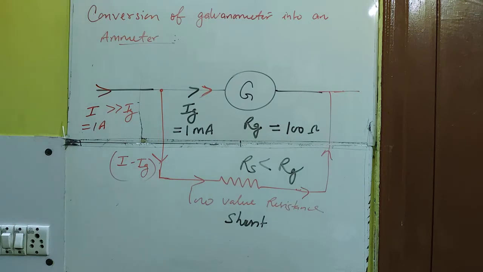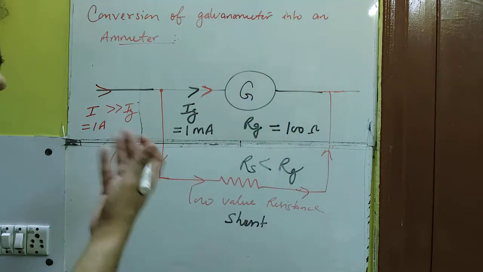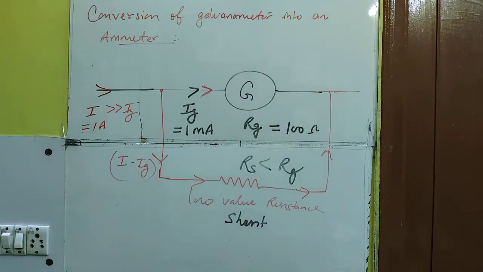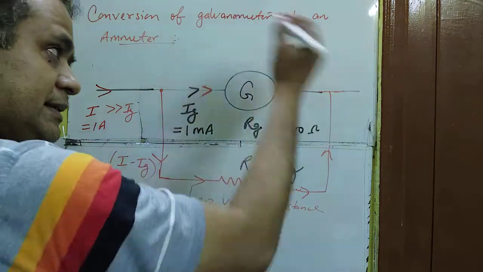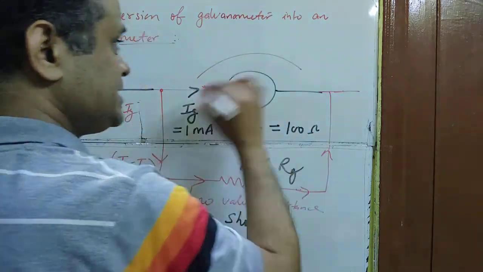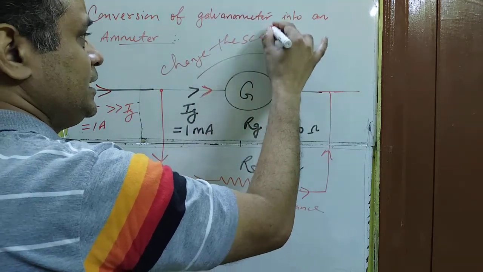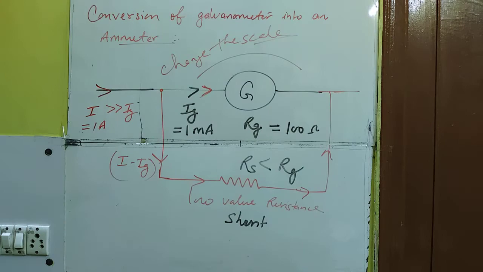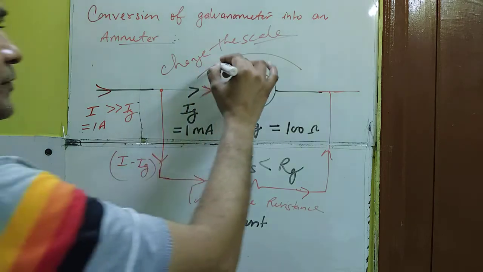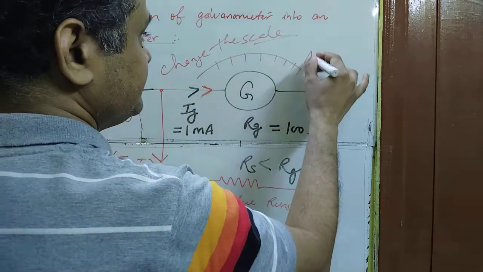Now, a simple logical question should be in your mind. By the way, the current flowing through the galvanometer is only Ig. So, we use another technique. We change the scale of the galvanometer. Instead of milliampere, we use ampere here.